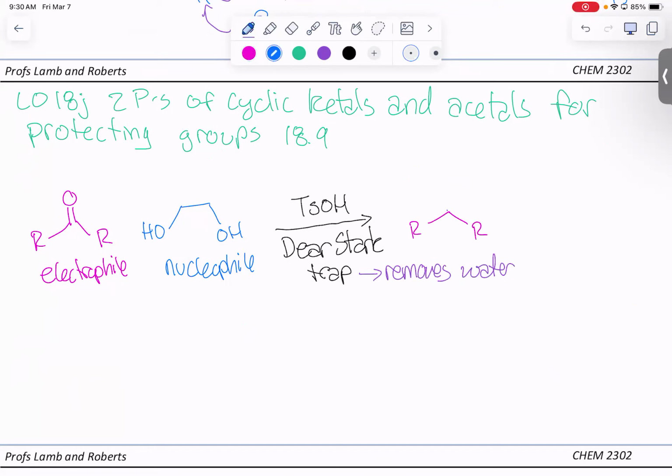And what we get out at the end of the day, before I was drawing R's on these oxygens because they were 2 equivalents of an alcohol. Well, now we have a diol, so they just remain connected to each other. Okay? So we call this a cyclic acetal or ketal. So some things to note, all right? This carbon length, this linker here, this can be any number of carbons.